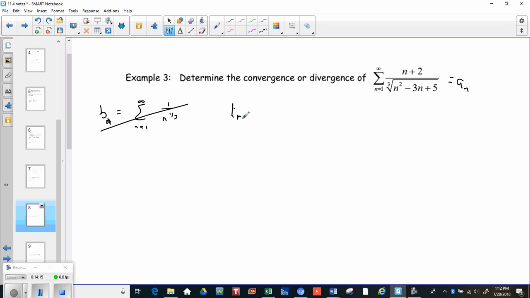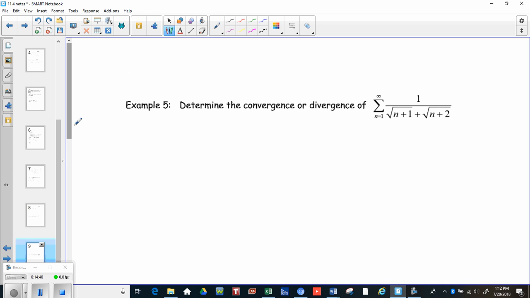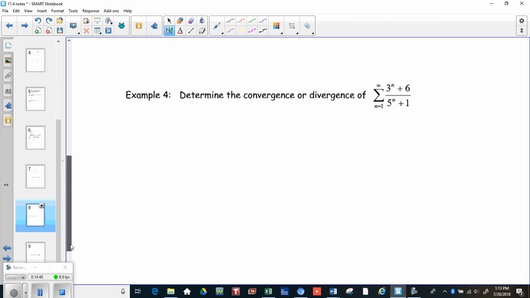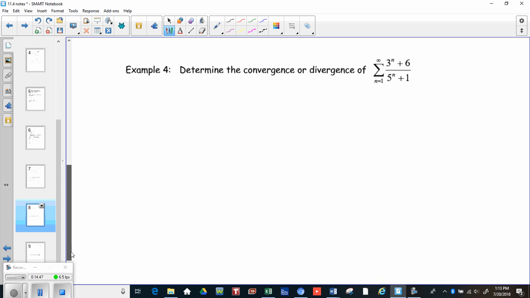I can just take the limit of a sub n as n approaches infinity. And since I know that this numerator grows faster than the denominator, that's going to give us infinity. Automatically, since that is not 0, it's divergent. Nth term test. Probably save some time doing that instead of doing the whole ratio. Whoops. Actually did not mean to do that. Here we go. This one we will have to do a little work on.